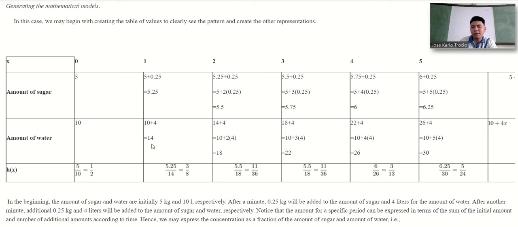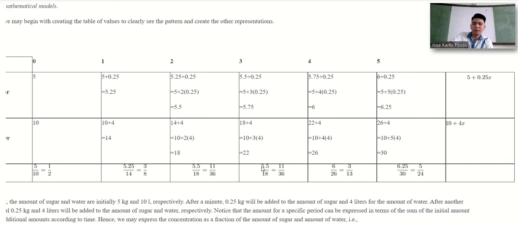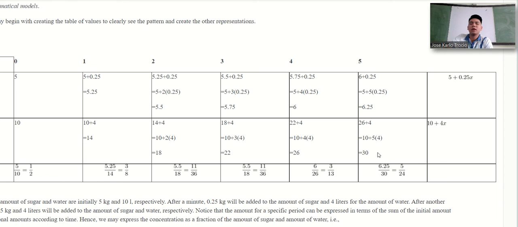5.25 divided by 14, this is the ratio of sugar and the water. So you'll have 5.25 over 14, or you can simplify it. You'll have 3 over 8, just the nearest. 5.5 over 18 becomes 11 over 36, and so on.